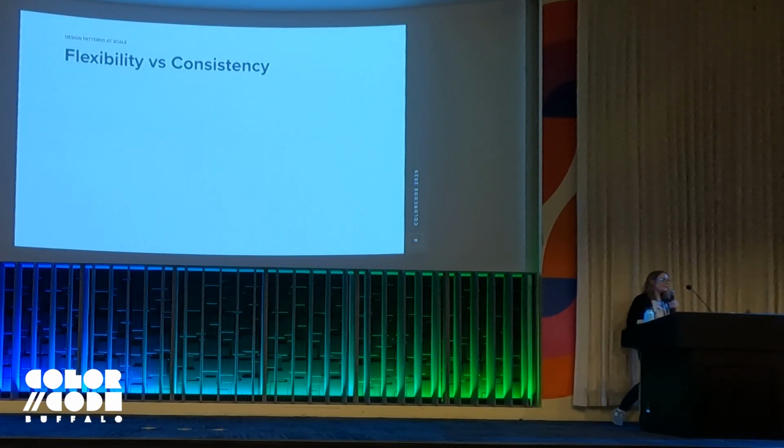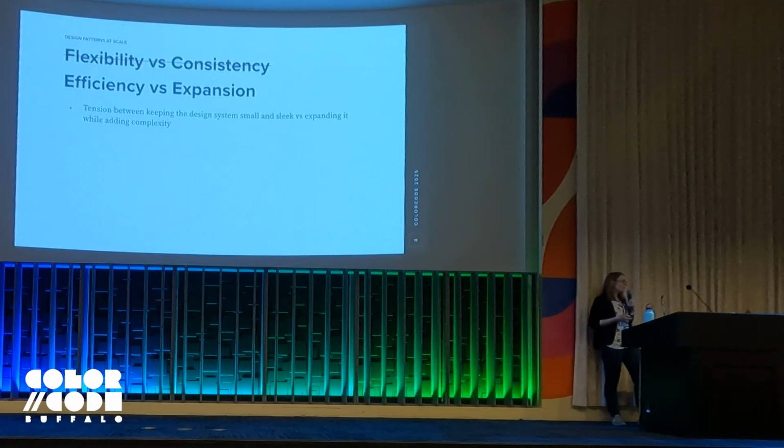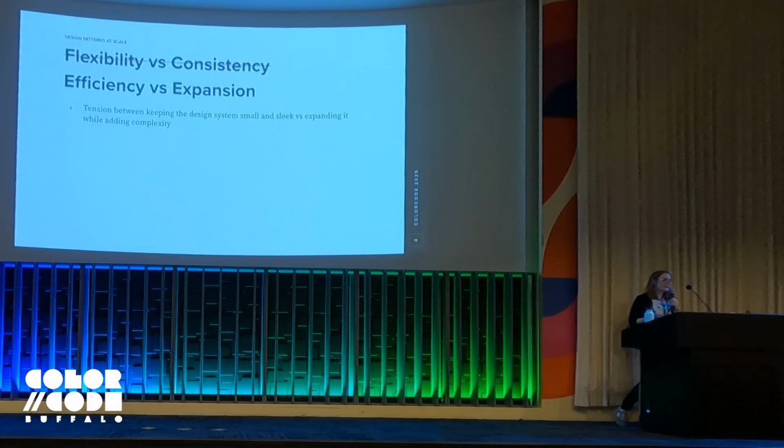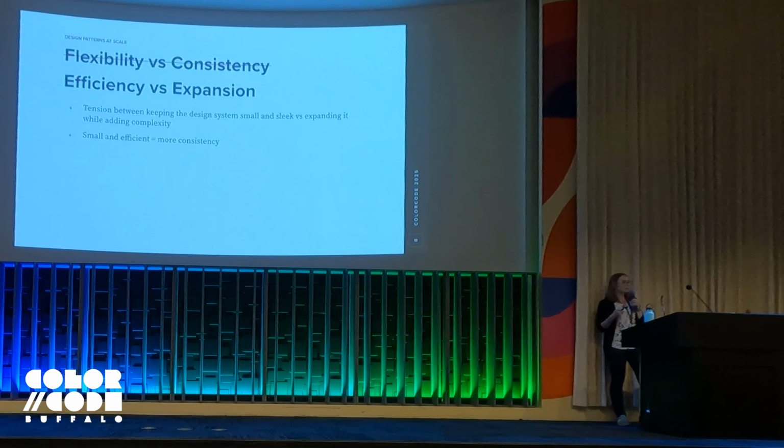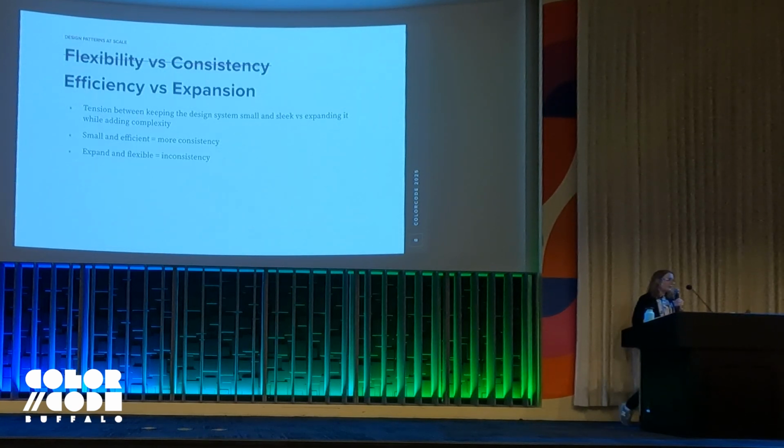In fact, you can interchange flexibility versus consistency with efficiency versus expansion. There's always this tension around trying to keep the system sleek and efficient versus expanding the system while in turn making it more complex. Keeping it small and efficient can also help keep components more consistent, but expanding the system can add more flexibility, but also introduces that inconsistency. So finding the right balance and determining when and how to expand the system can be challenging. When is that tipping point? And how can we better prepare for expanding the system in a more consistent manner?